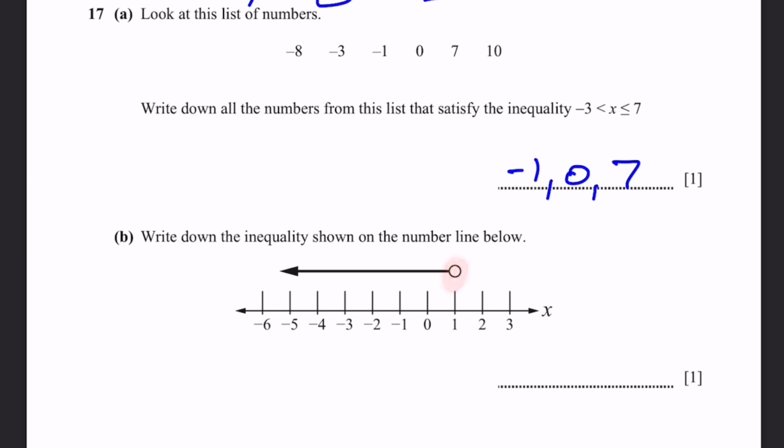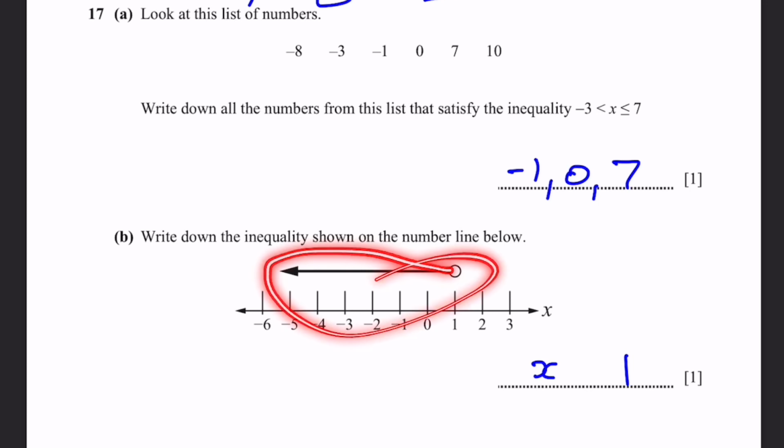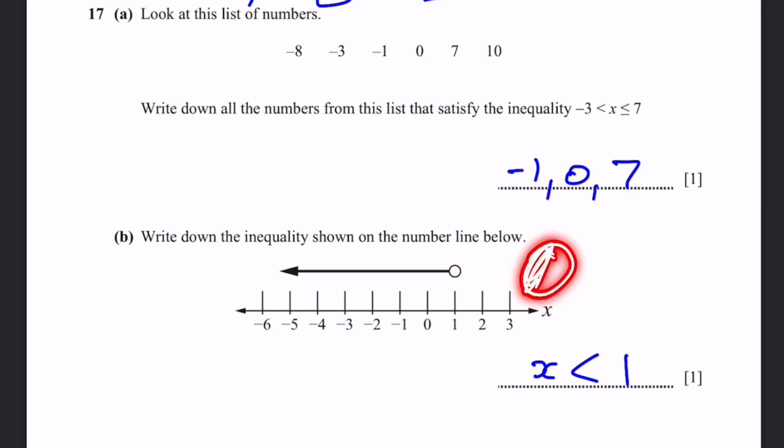First, where's the white circle here? It's at 1. So we know that x something 1. Now let's see the arrow. It's going in a direction from 1 to -1, -3 to the negative side, which means it is a less than. But how do you know it's not less than or equal to? Let's see the circle. It is not shaded. If the circle is shaded, then it's a less than or equal to. But if it's not shaded, it's less than. So this is the inequality x less than 1.